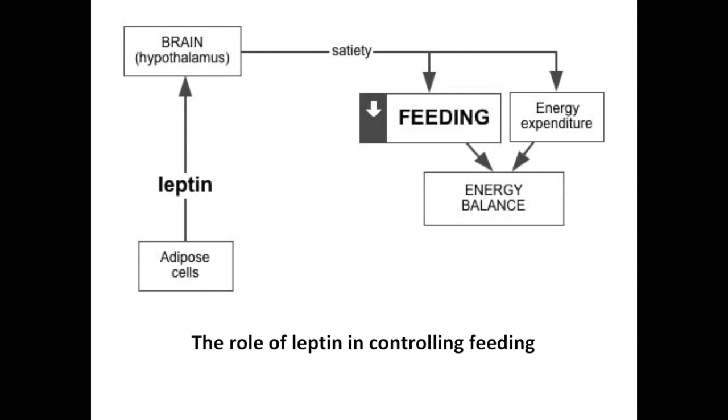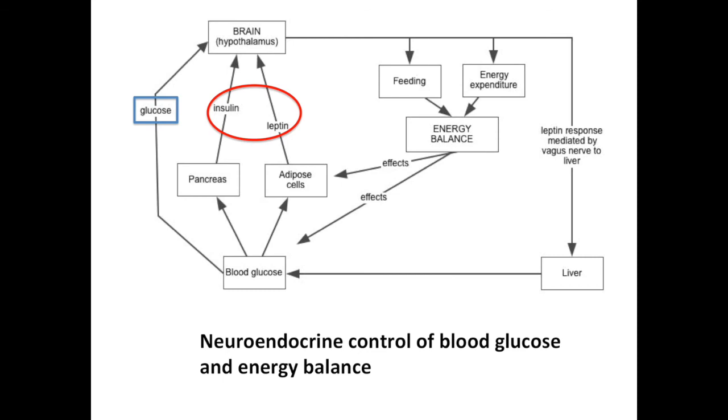It plays an important part in signaling when a developing child is ready to become fertile, and thus is thought to be involved in the onset of puberty. And so here we get a slightly more complicated neuroendocrine control of feeding. Blood glucose sends signals to the hypothalamus, insulin also, and adipose cells, and these are going to then affect your rate of feeding and your energy expenditure.